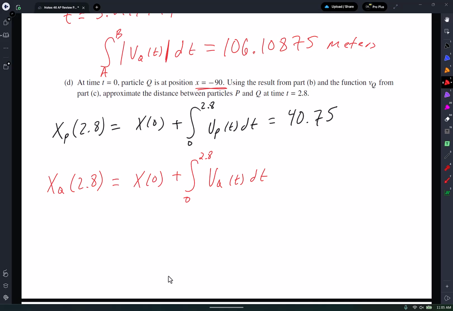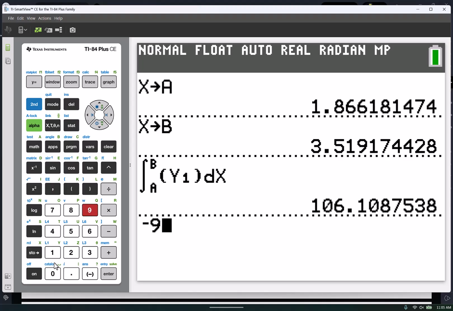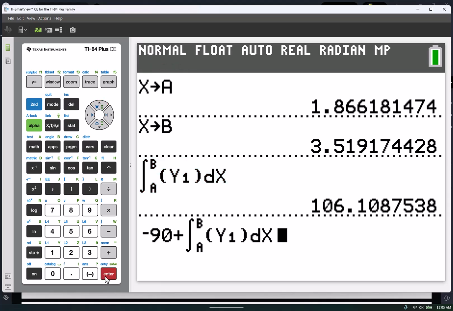Are we still okay? Take your calculator. Negative 90 plus, I don't know, whatever this is. I'm just going to rewrite it again, and I'm just going to go ahead and just write what it tells me. So let's see. That's still on Y1, right? All right, here we go. Negative 90 plus, I could push 106, but I'm just going to push this right here. From, oh wait, hold on.